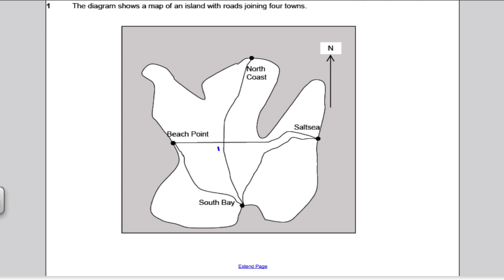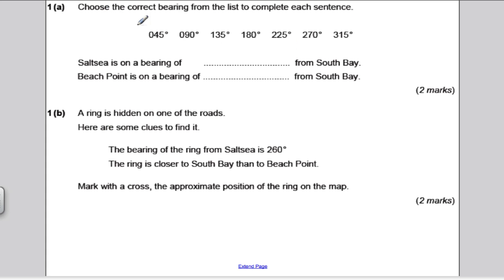So to start with, we start off with a diagram with a map of an island showing roads adjoining 4 towns. 1 town, 2 town, 3 town, 4 town. Due north is directly up. It asks us to choose from the bearings below to complete the sentences. Salt Sea is on a bearing of from South Bay.